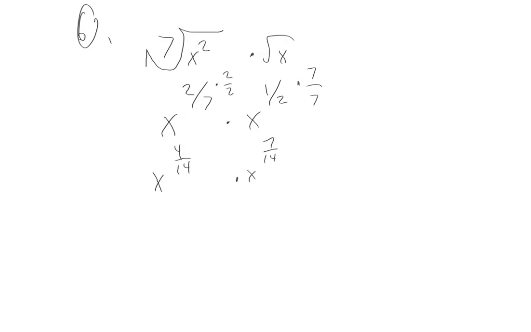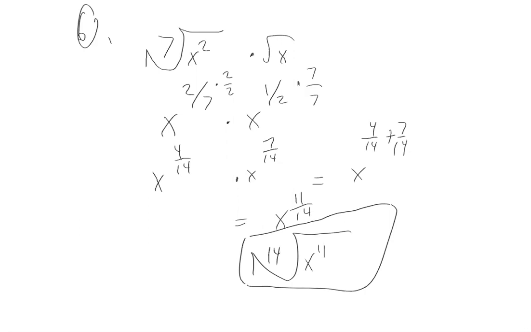And when you have two terms with the same base multiplied together, then you add the exponents. So this equals x to the exponent of 4/14 plus 7/14, which is equal to x to the 11/14, which equals the 14th root of x to the 11th. So that's the answer. Now let's try problem 7.